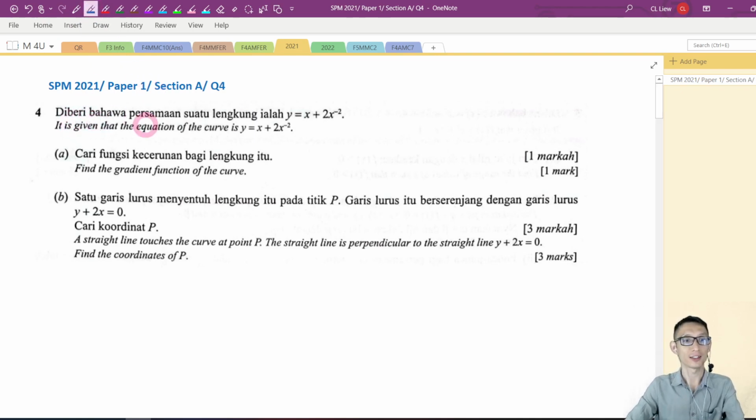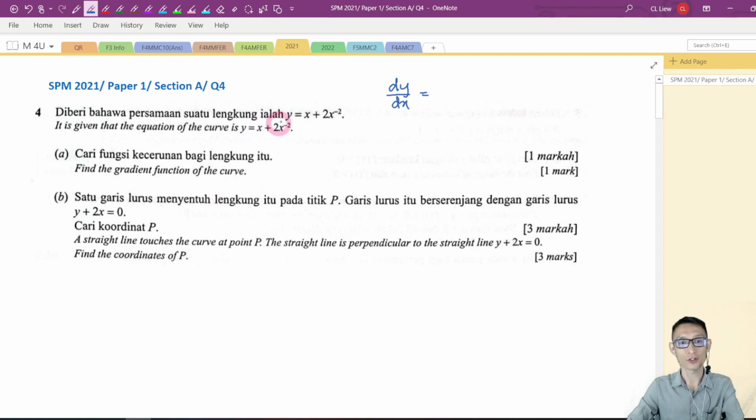It's given that the equation of the curve is y equal to x plus 2x power negative 2. For part A, we want to find the gradient function of the curve. So gradient function means dy by dx. Why do we call dy by dx a gradient function? Because we can use this to help us get the gradient of a tangent at a particular point of a curve.